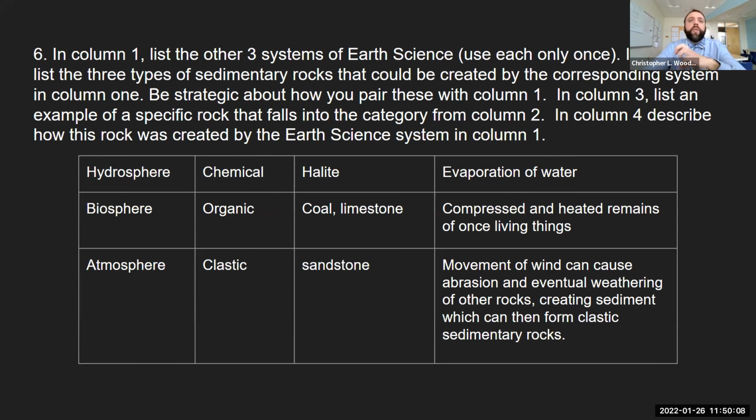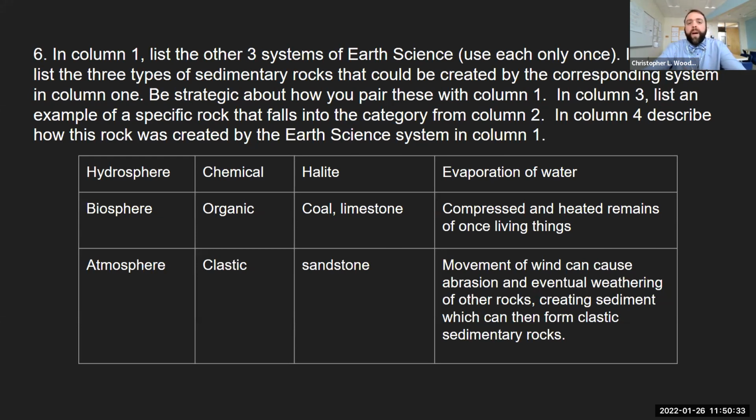The best answer of how the hydrosphere can help create a rock is through a chemical rock like halite, where the water is evaporated and leaves the mineral behind. Gypsum was also another good answer there. Biosphere, the best example of how the biosphere can create a rock is, of course, organic rocks like coal or limestone, where once living things are compressed into a rock.